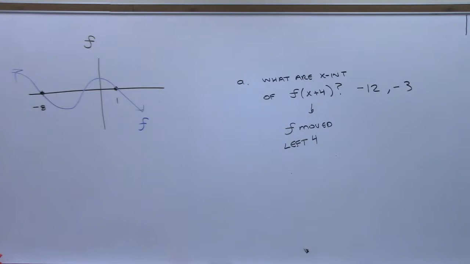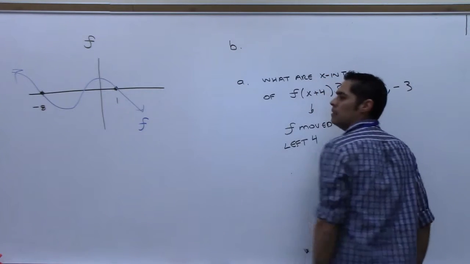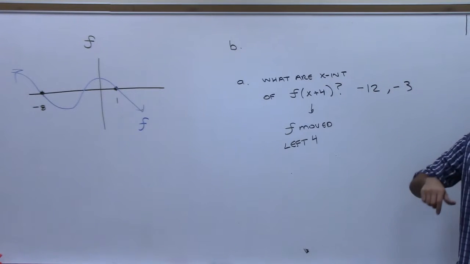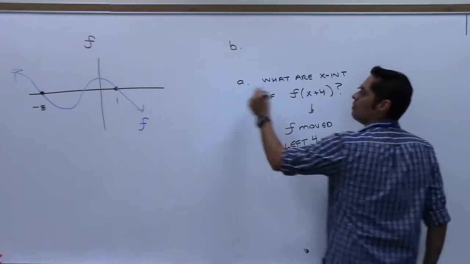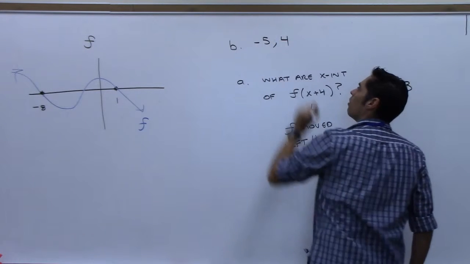How about the answer to part B? What are the x-intercepts of f of x minus 3? Negative 8, or negative 5 and 4. Okay, so that's really moving in the opposite direction, right? So it's going to move to the right. So we add 3 to both of those, negative 5 and 4. You all with me on that?